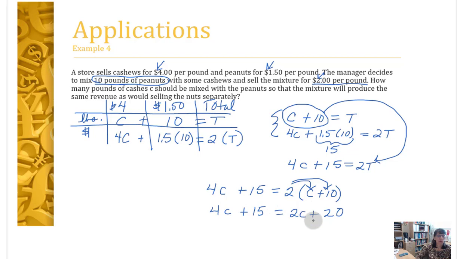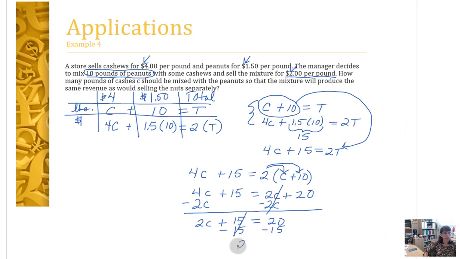This time I've got a variable on each side of the equation and a constant term on each side. So I have to make sure that I collect all variables on one side. I'll subtract 2C from each side so that I can eliminate it from one side and collect it on the other. I now have 4 minus 2, which is 2C, plus 15 equals 20. If I subtract 15 from each side, I'll be able to collect those constant terms. I now have 2C equals 5.